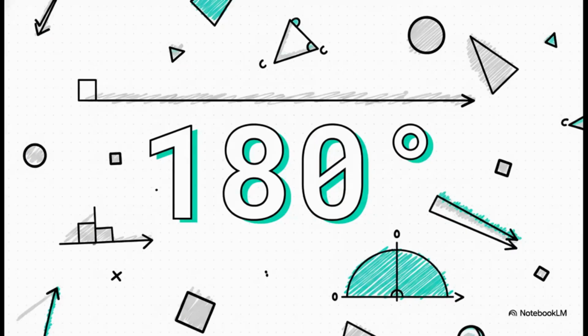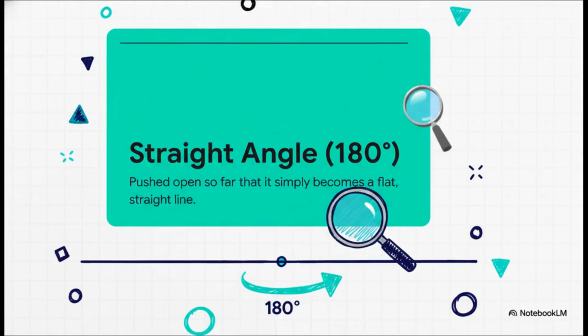Now, take that 90 degrees, double it, and what do you get? Our next crucial measurement, 180 degrees. At 180 degrees, you've essentially pushed the angle open so far that the 2 arms flatten out completely. It just becomes a perfectly flat, straight line. And yup, you guessed it, we call that a straight angle.